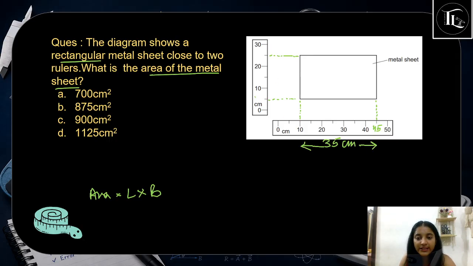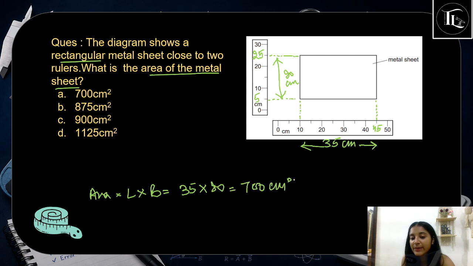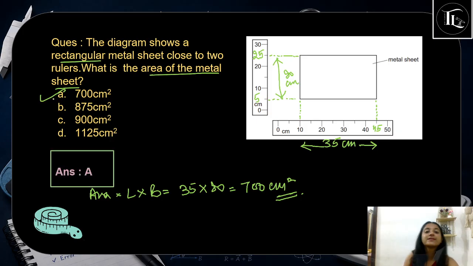And what about the breadth? It starts from 5 and it goes up to 25. So this is 20 centimeter. So area would be 35 into 20, that is 700 centimeters square. I hope the answer is clear. It is option number A, 700 centimeter square.